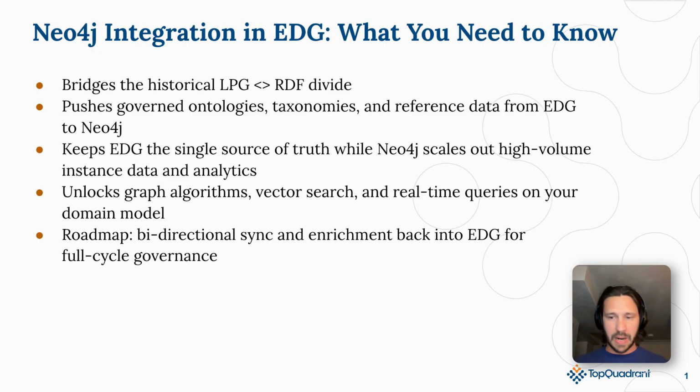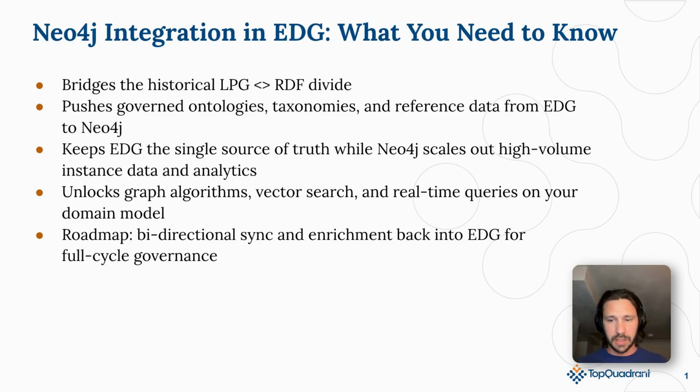Neo4j is a labeled property graph, LPG. TopBraid EDG is a knowledge graph curation tool that's primarily based in RDF and SHACL. And those are two different graph technologies that have historically not been very compatible. And so this is a big step forward in bridging that divide.